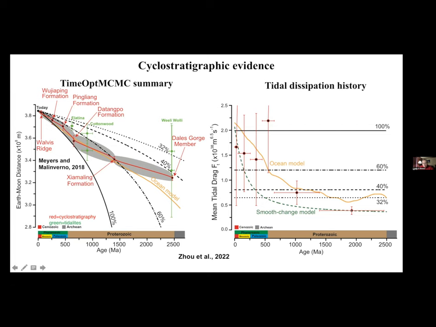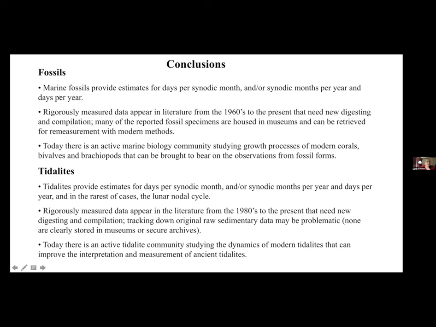Okay. All right. So I wanted to conclude today to say that I think we should go back and get all the fossil data and encourage more measurements, well-placed. Marine fossils provide estimates of days per synodic month and or synodic months per year and days per year. And they may also, in some cases, follow the solar day. And rigorously measured data appear in the literature starting in the 1960s to the present. And this all needs new digesting and compilation to be useful.